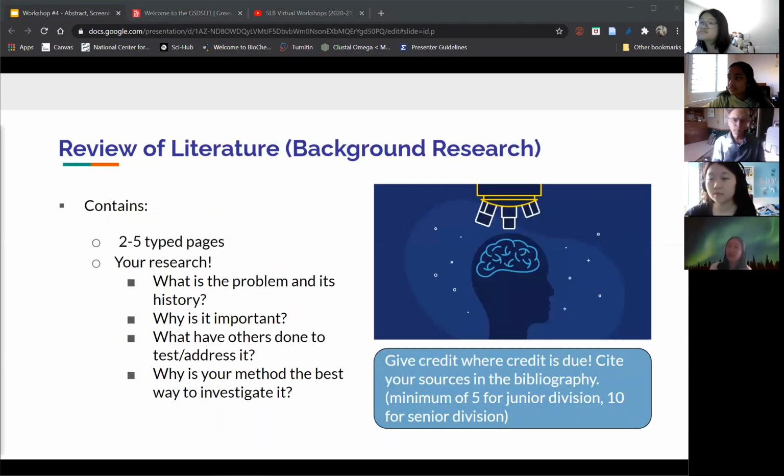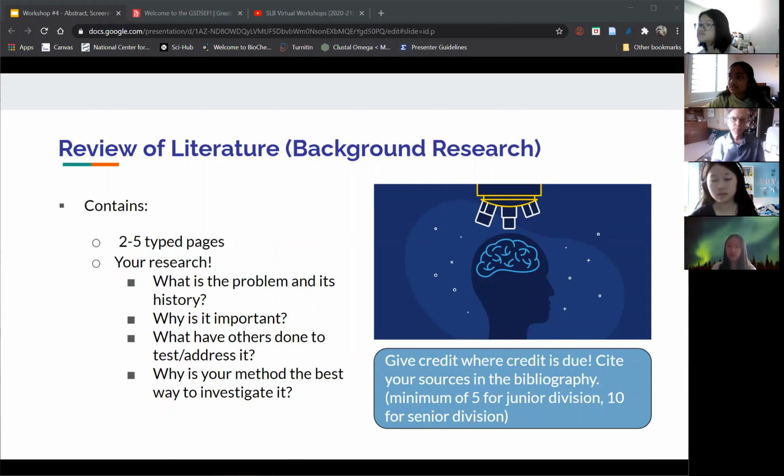So now a little bit into the review of literature, or otherwise background research. This is basically the body of research that you would do prior to starting your project. For example, if you wanted to research the history of the problem up until why it's important, to details on experimental design and other interpretations. This is basically the why and what exact problem that you're trying to pinpoint and solve with your project.